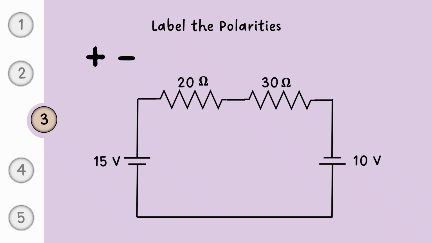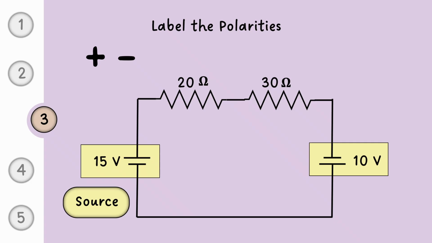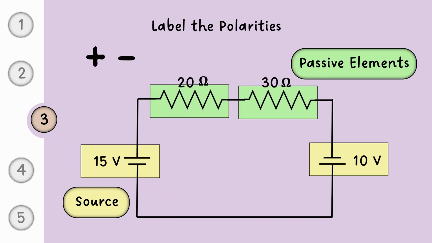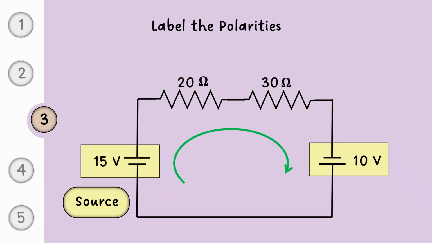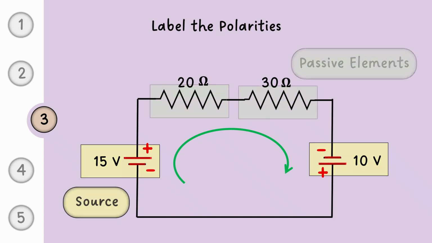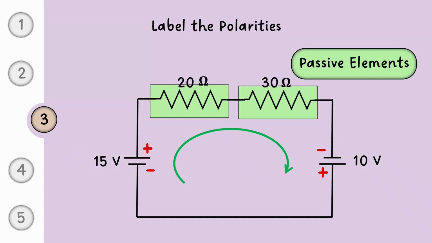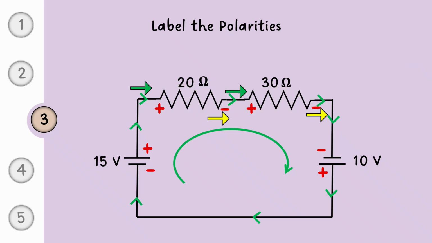There are 2 types of components to label, the source and the passive elements. This labeling depends on the direction of the loop current you have chosen. The source polarity is fixed and does not change with your current direction. The long line represents the positive terminal and the short line indicates the negative terminal. For passive elements, the polarity depends entirely on the assumed direction of the loop current. Mark the side where the current enters the resistor as positive and the side where it leaves as negative.